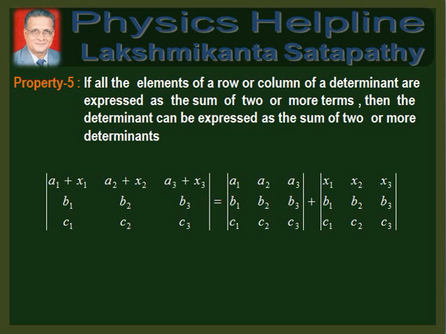The fifth property states that if all the elements of a row or column of a determinant are expressed as the sum of two or more terms, then the determinant can be expressed as the sum of two or more determinants. In the example, each element of the first row of the determinant on the LHS is the sum of two terms. Hence, it can be expressed as the sum of two determinants shown on the RHS.